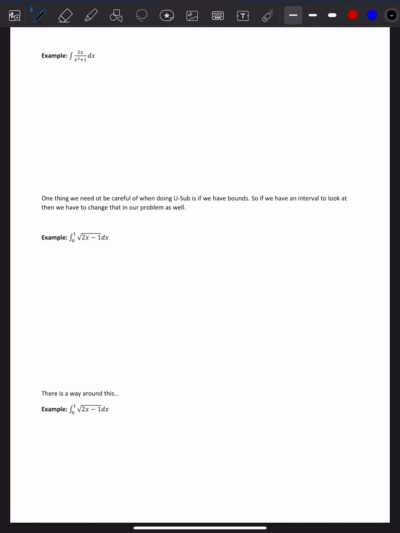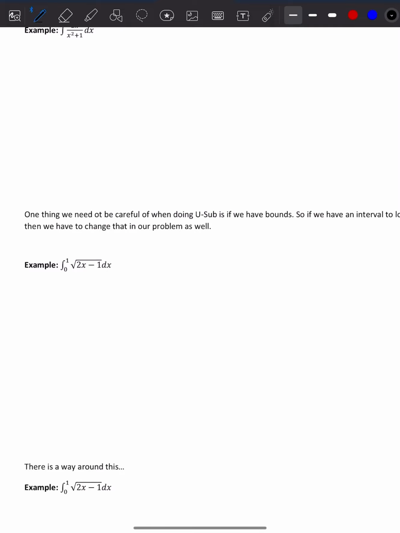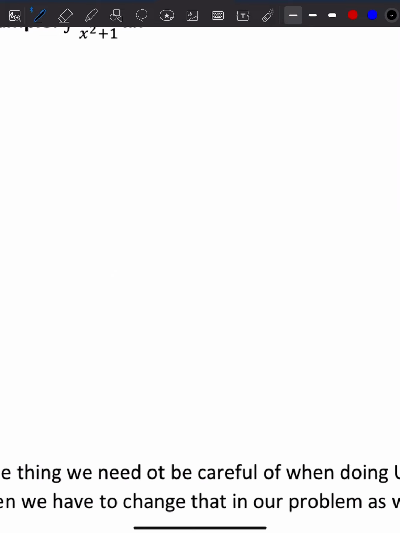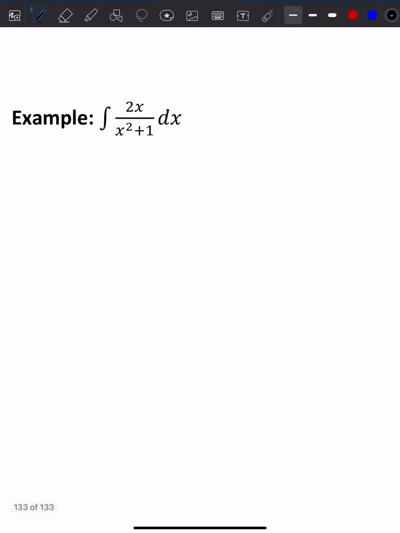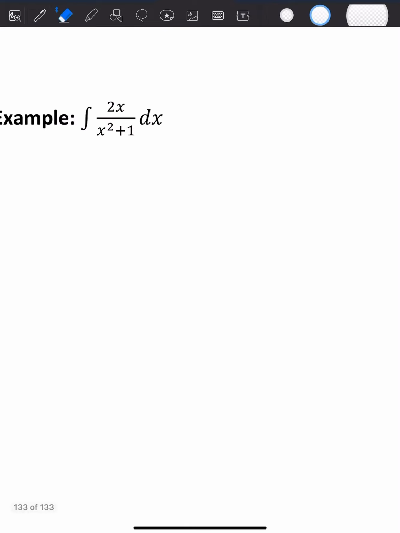Okay, so let's look at these last few problems. So we have an integral of 2x divided by x squared plus 1. When we look at a fraction like this, the thing that we want to get rid of the most is the denominator. So we're going to set the denominator, that x squared plus 1, which looks a little bit scarier, equal to u. So we have u is equal to x squared plus 1.